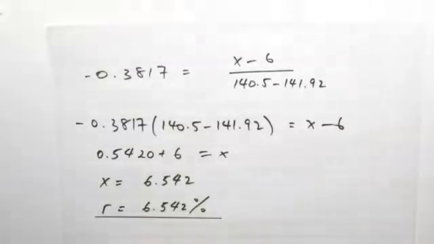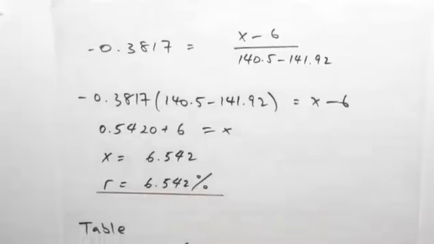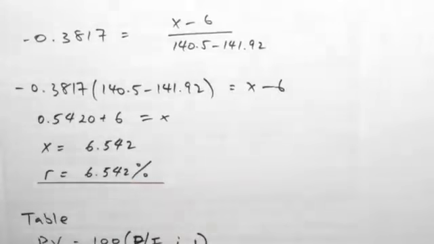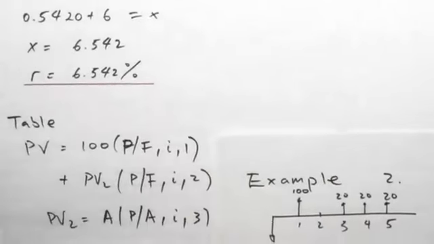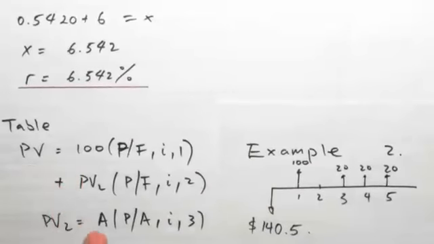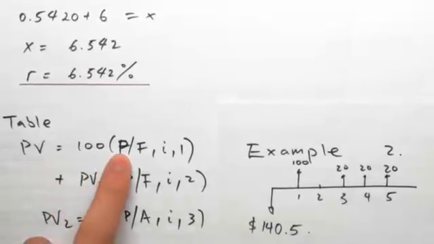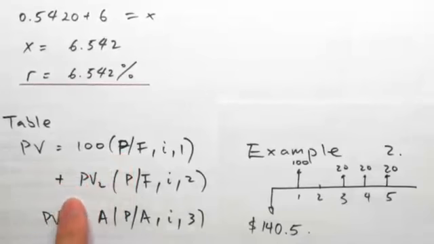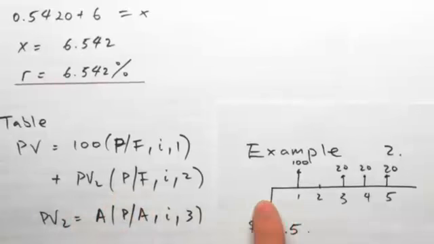Okay, so now I'm going to quickly go through the exact same example if you were using the interest rate table method. The first thing we do, once again, is set up our present value. So the present value has to equal the $100 discounted back to time 0 plus the present value at time 2 of the annuity discounted back to time 0. So here discounted back to 0 and here discounted back to 0.